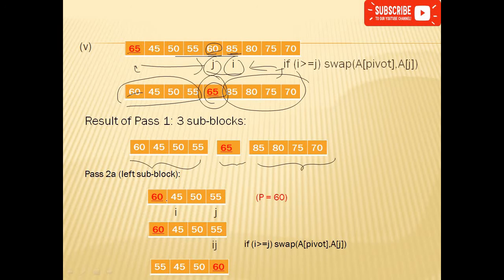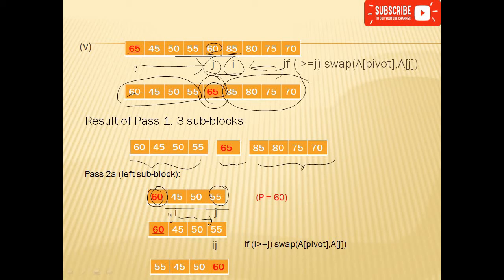So 60 will be the pivot element. Same, I need to find the element which is greater than 60 from here. i started here and j started here. I need to find the element less than 60. So j itself, 55 is less than, but when I am finding the ith element, which is greater than 60, I didn't find. So I moved here.